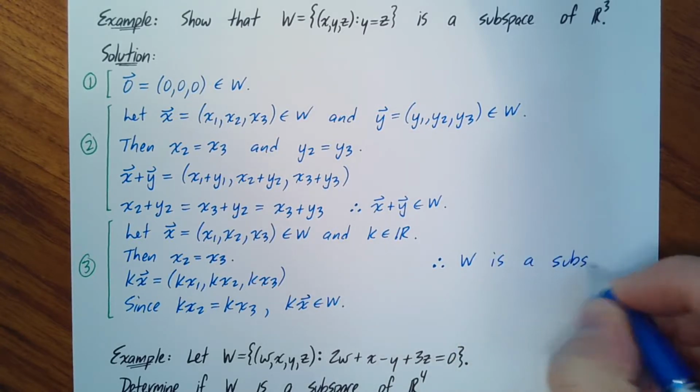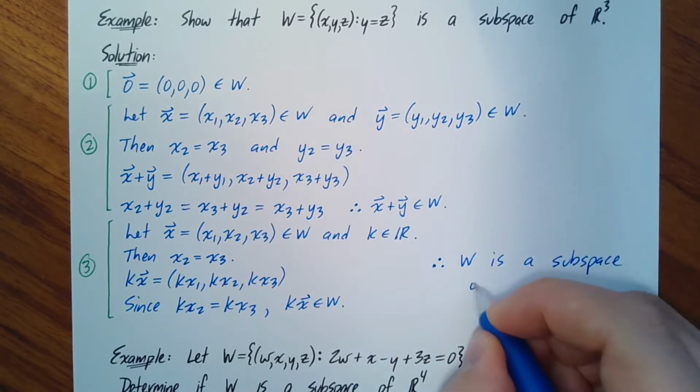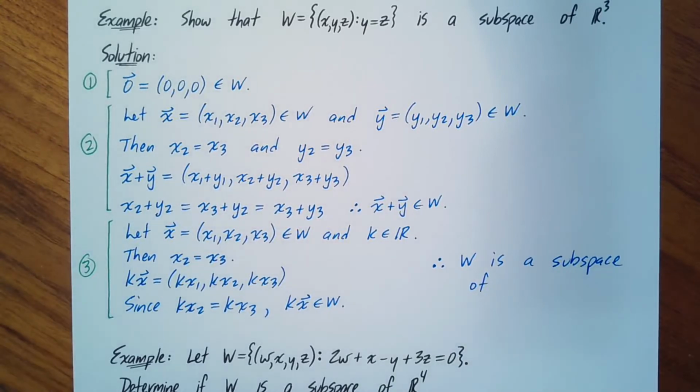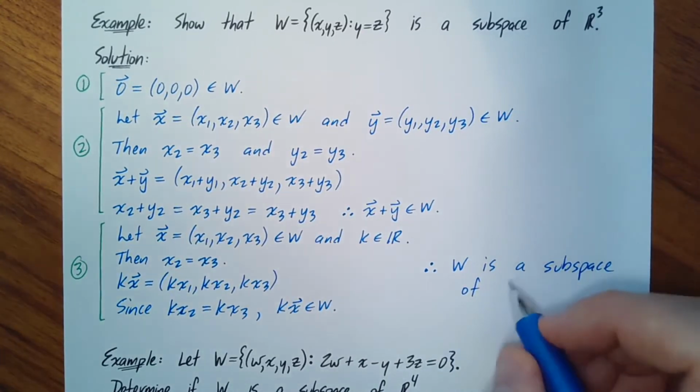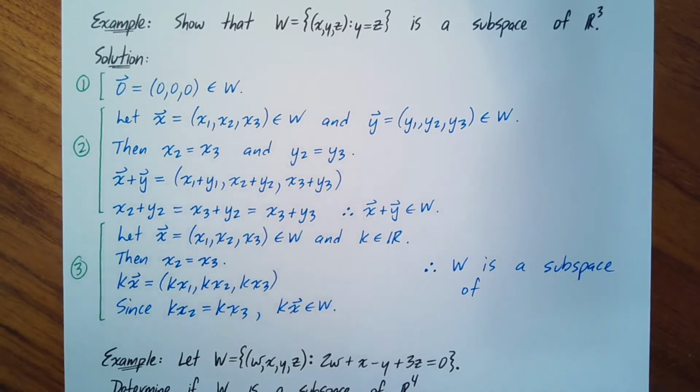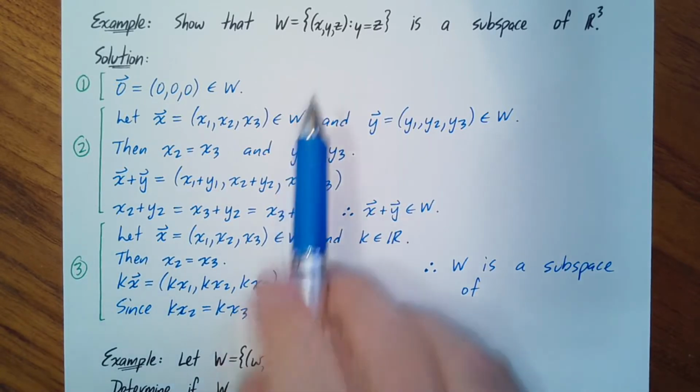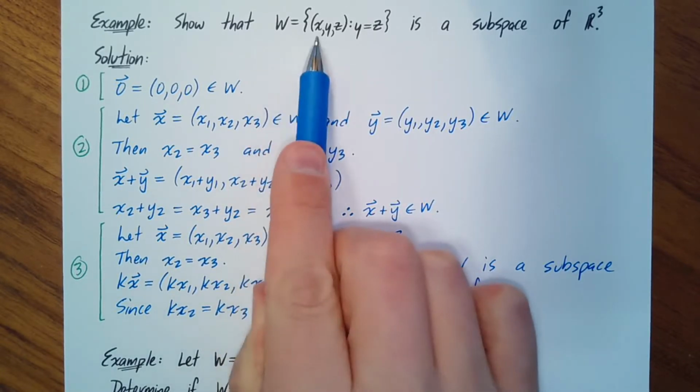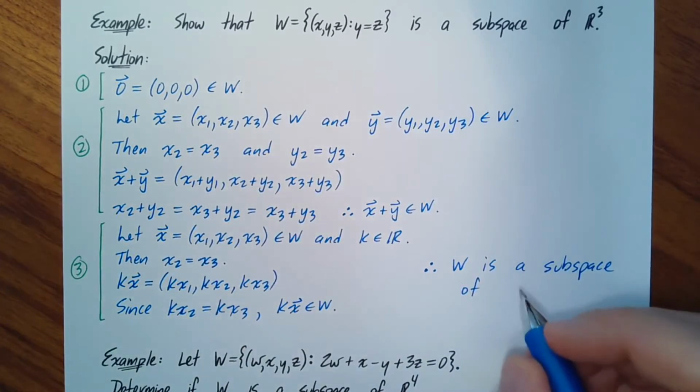W is a subspace of R3, because it's a subset of R3. So you're not going to say subspace of Rn, which you could say. It's technically not wrong, but it's a bit sloppy. We should be more specific, because we know that the vectors in W are three-dimensional vectors. So we'll say it's a subspace of R3.